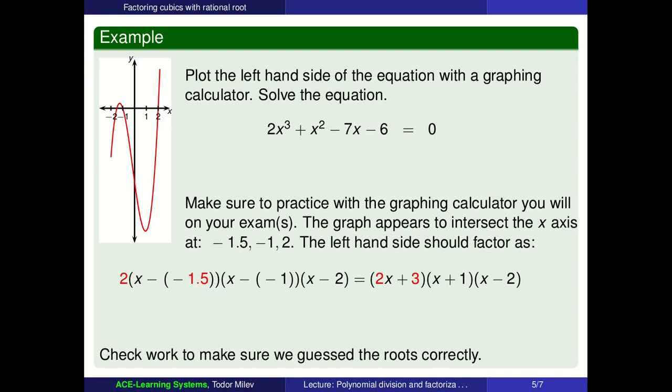Alright, next, I'm going to uncover parentheses. What am I going to do? So I'm going to take those two parentheses, 2x plus 3 times x plus 1, and I'm going to distribute them. So 2x times x equals 2x squared. Next, the outer terms. 2x times 1 is 2x, and 3 times x, the inner terms, is 3x. So 2x plus 3x equals 5x. Next, 3 times 1 equals 3.